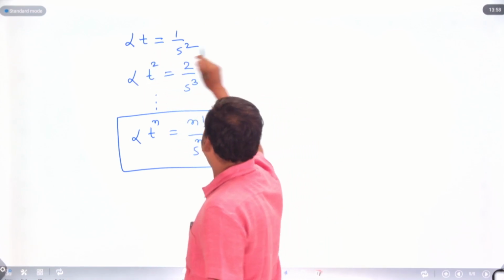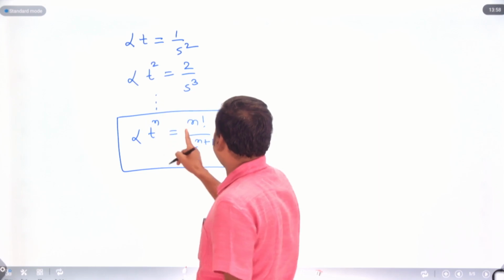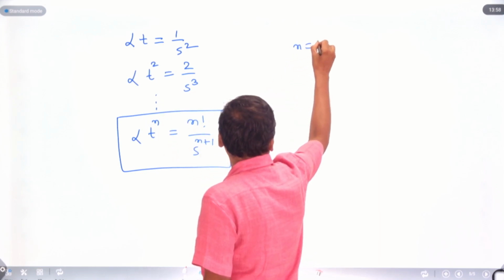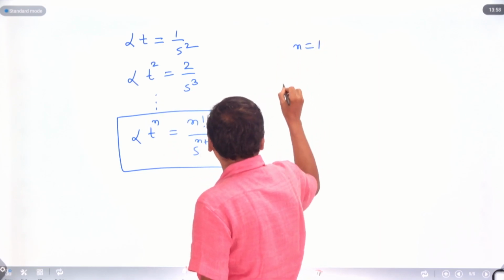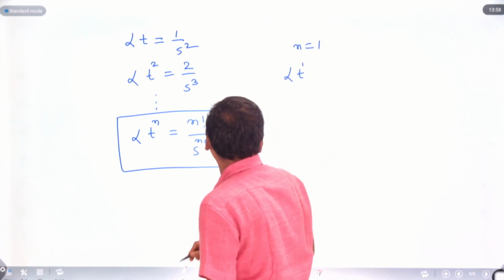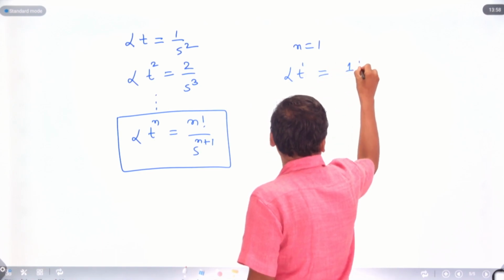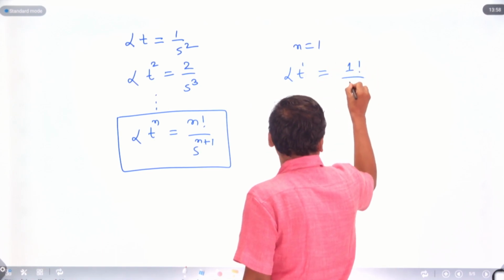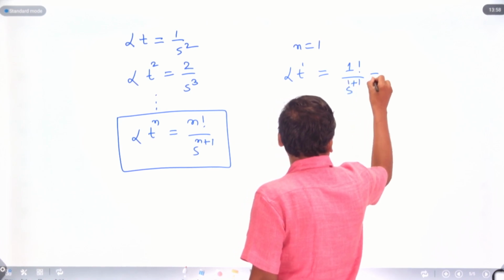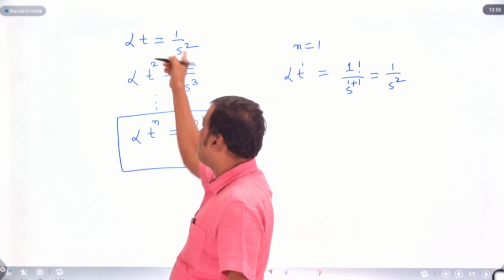Take n equal to 1. Then the Laplace transform of t to the power 1 is factorial 1 divided by s to the power 1 plus 1, and 1 factorial is 1, so it is 1 by s square. So the Laplace transform of t equals 1 by s square, which we have already derived.